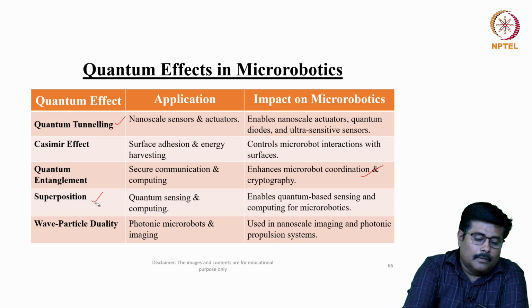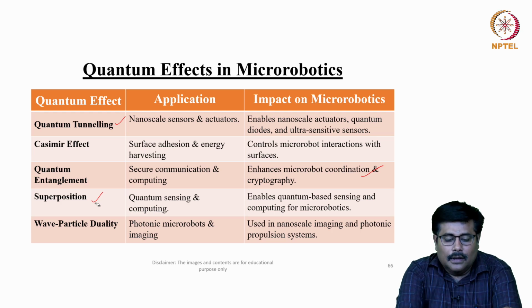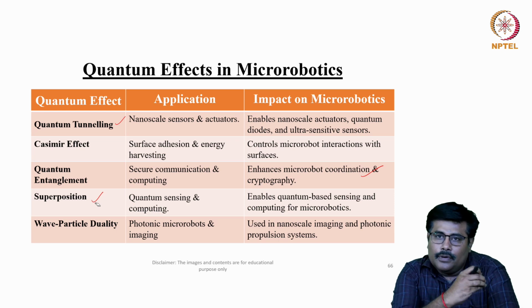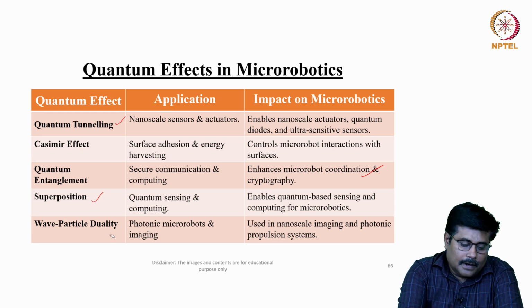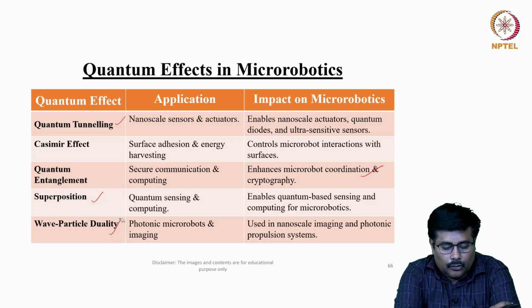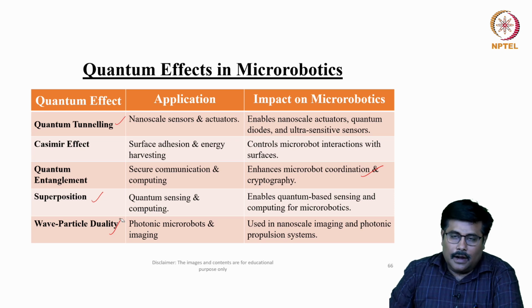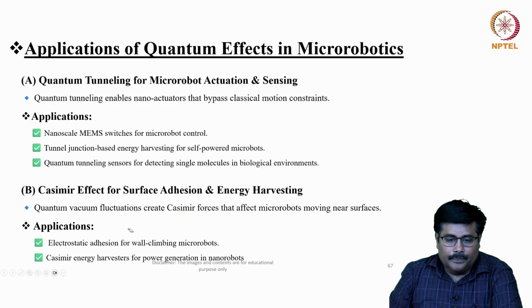One important quantum effect is called superposition. It has quantum sensing and computing. It enables quantum-based sensing and computing of a micro-robotic system. As far as quantum effects are concerned, we also have wave-particle duality. It has a photonic micro-robot and imaging. It is used in nanoscale imaging and photonic propulsion systems.